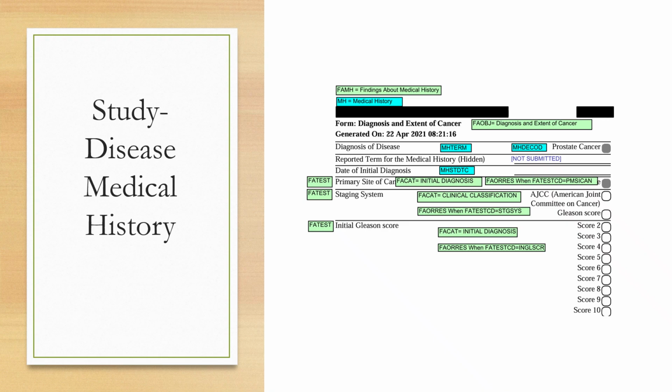But the point to note here is that we have a separate form for the study disease medical history in every study. In this study, they don't need to add any additional information for the study disease medical history. They only want the date of initial diagnosis in this scenario. So that's the only information they are going to map in the MH domain. But all the rest of the related information they are going to keep in the FA domain.